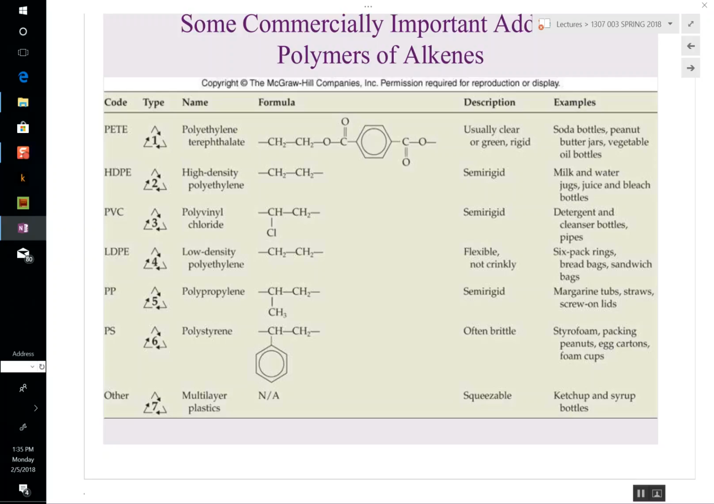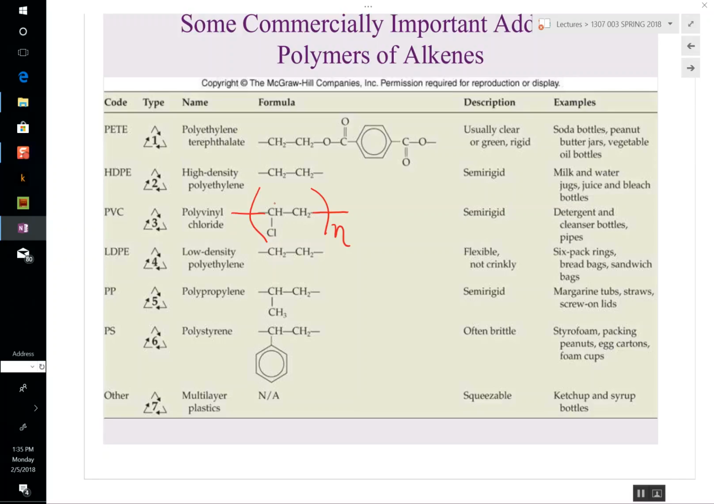Polyvinyl chloride. There's your repeating unit. You started out with ethylene, but it had a chlorine on it. And now when it polymerized, every other carbon has a chlorine on it. Here's your monomer unit, degree of polymerization, and you get plastic water tubing for home water supplies. So if you don't have copper or metal pipes in your house, you have plastic pipes, they're probably polyvinyl chloride pipes.